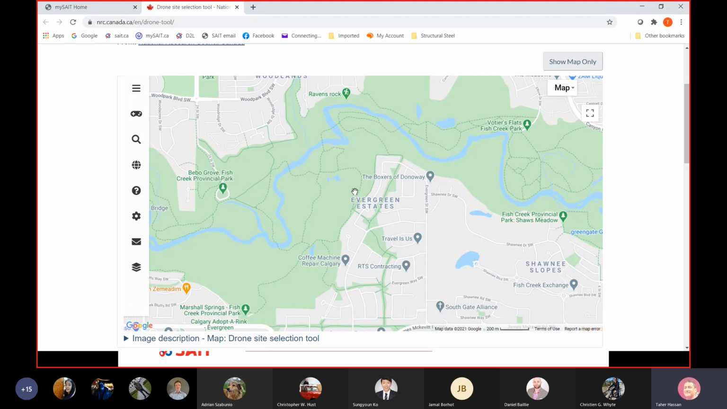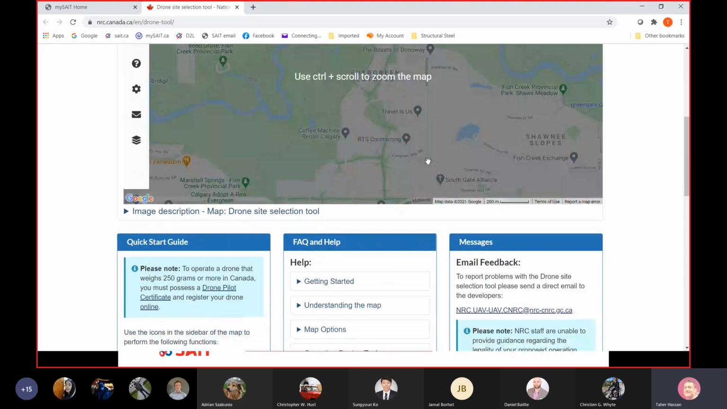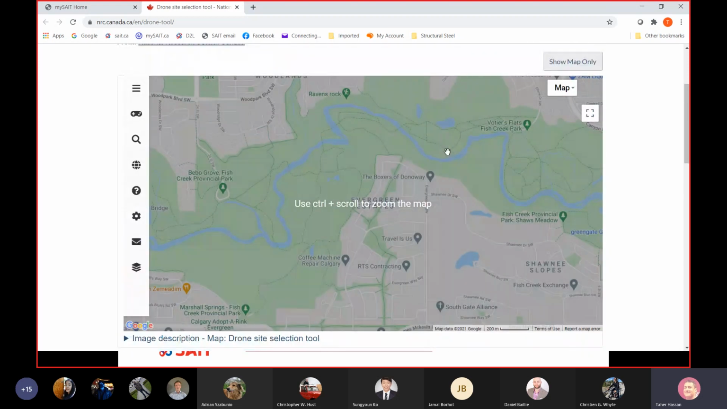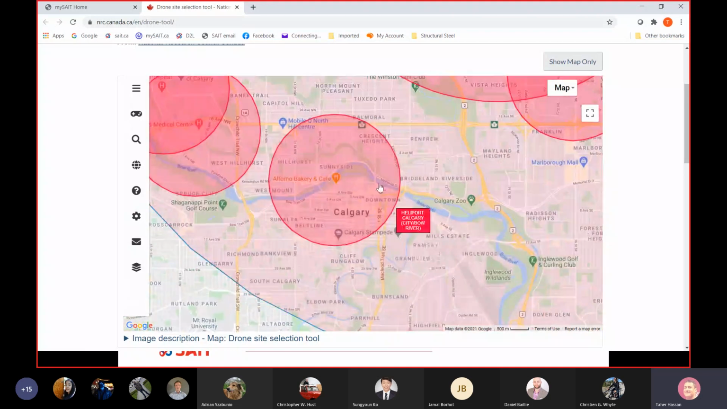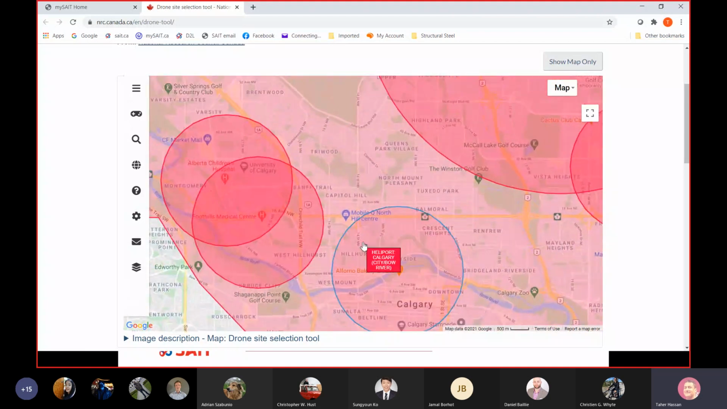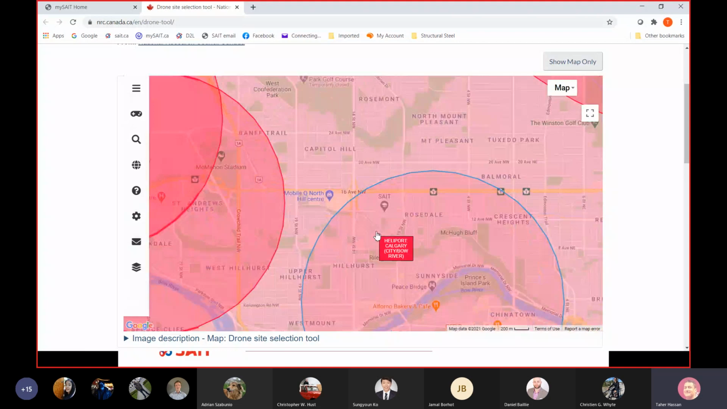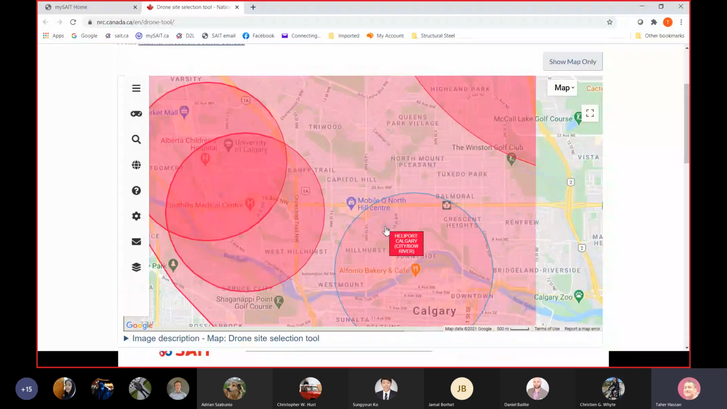Okay. Now I'm asking you here, what if I want to map SAIT? So let's go to SAIT. So here is SAIT, if you remember where SAIT is. I'm asking you, SAIT, is it controlled airspace or non-controlled airspace? That's controlled, I believe. It's within the red zone, so it's controlled.